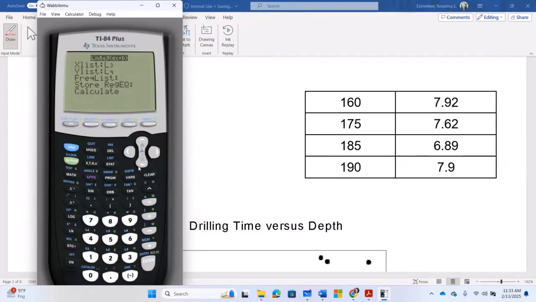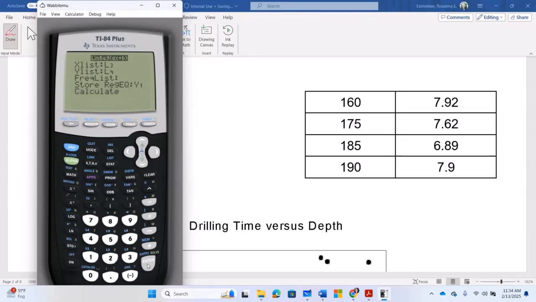Now it's asking me, do you want to store your regression equation in Y1? Yes, I want to store the regression equation. It doesn't have to be Y1 though, but I want to store it in Y1. So VARS, Y-VARS, Function, Y1, and then I'll go to Calculate. So I'm calculating the regression equation.